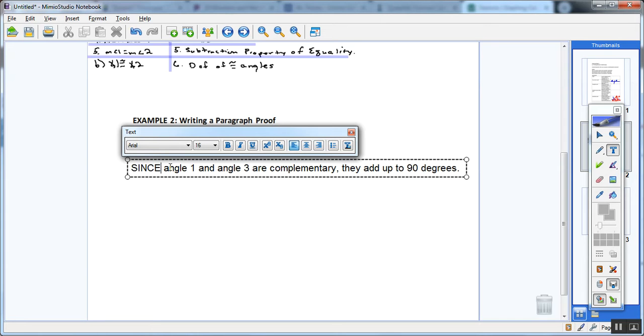Since angle 1 and angle 3 are complementary, they will add up to what? Let's go ask Mrs. Jensen. Should we ask her? I don't think she's busy. Does she have a class right now? I don't think so.